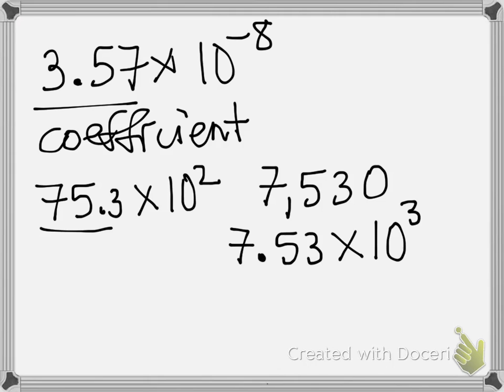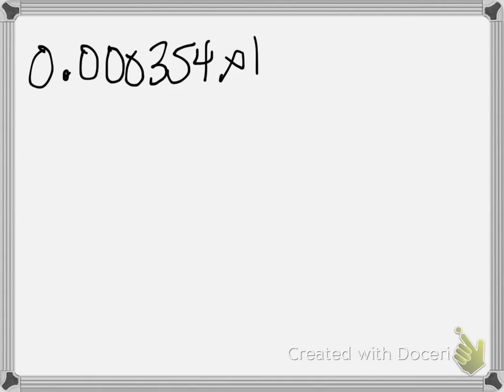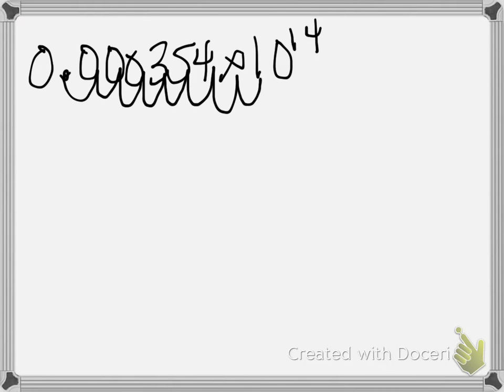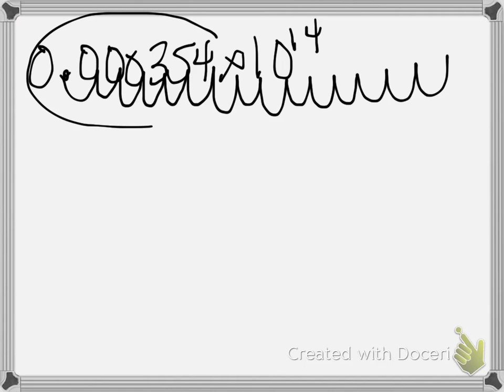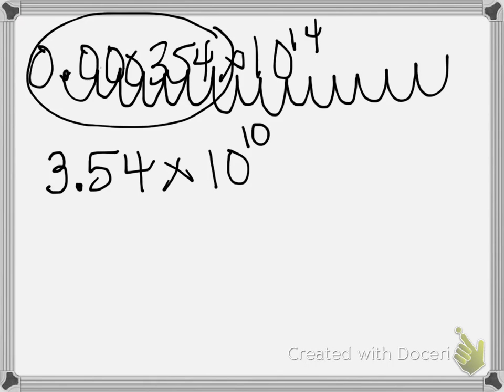Letter E is not okay. So here we have 3 zeros, 3, 5, 4 times 10 to the 14th. 7, 8, 9, 10, 11, 12, 13, 14. So that's really what that number looks like. In proper scientific notation, this is not equal to or greater than 1 but less than 10. So this would really need to be 3.54 times 10 to the 10th instead. And then it would be a number in proper scientific notation.